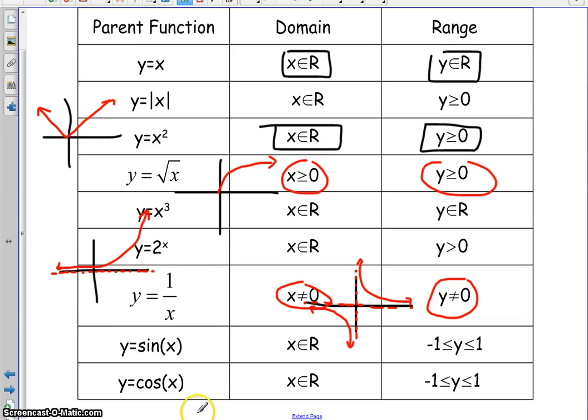We also looked at sine x and cos x, but we're going to spend a lot more time looking at those later on in the course, so you're not going to see too much of those today.